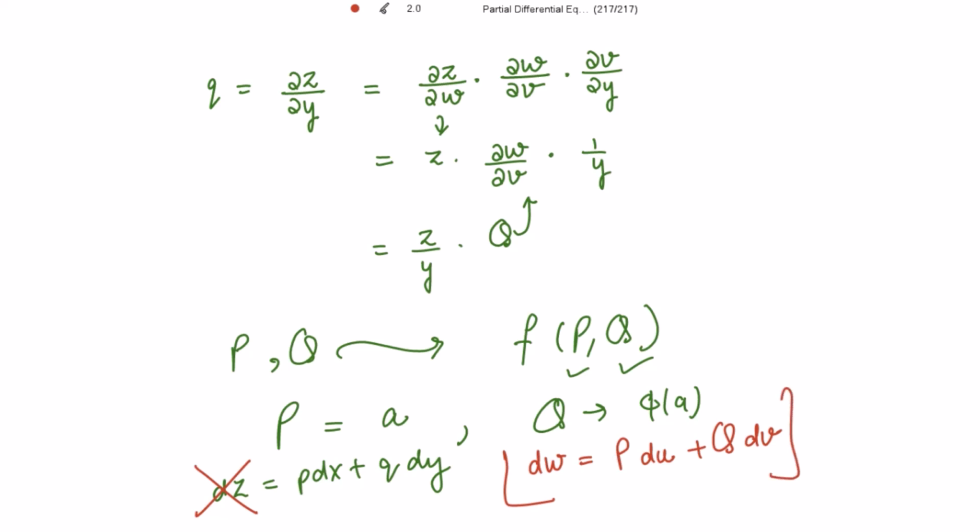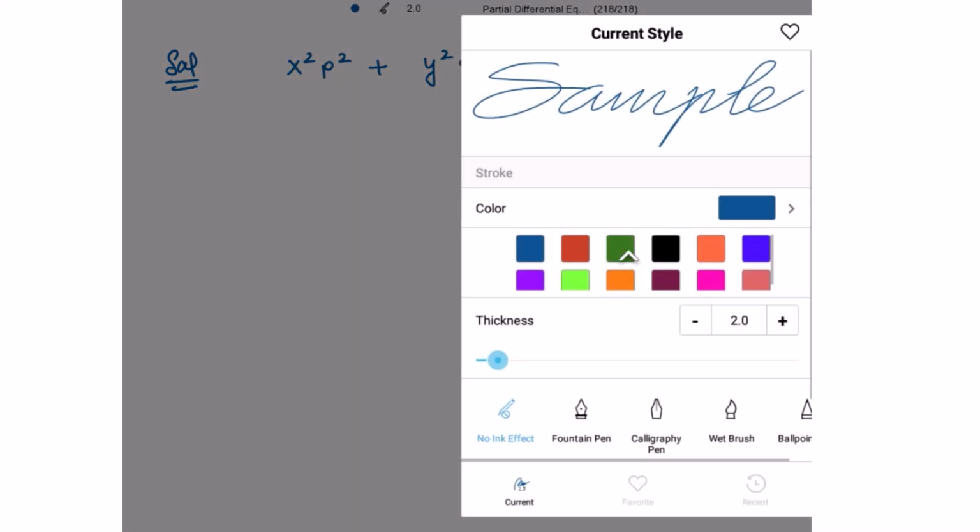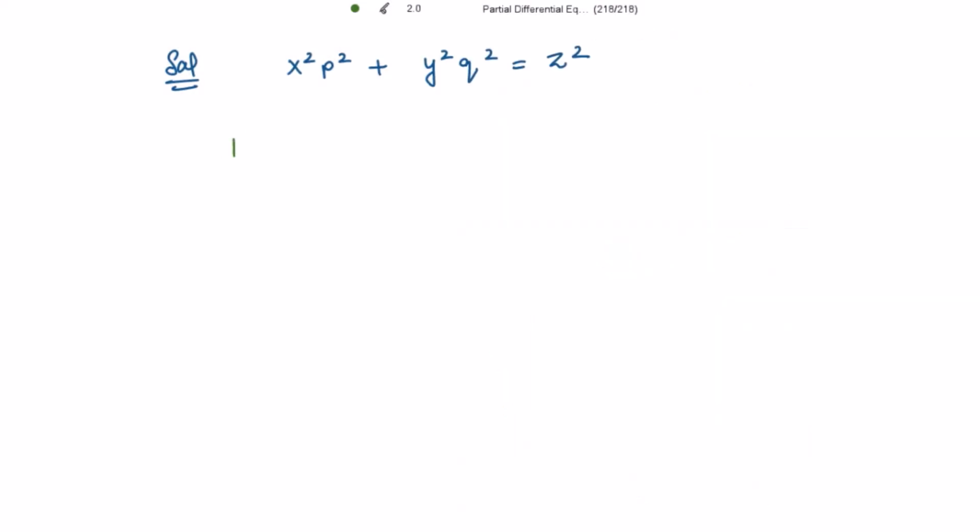Let's move on to the solution now. Since this is our given equation, we have small p equal to z divided by x into capital P, right? And small q will be equal to z divided by y into capital Q. Very fine. All right.